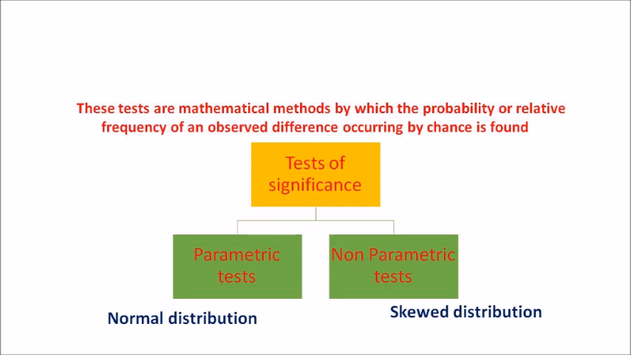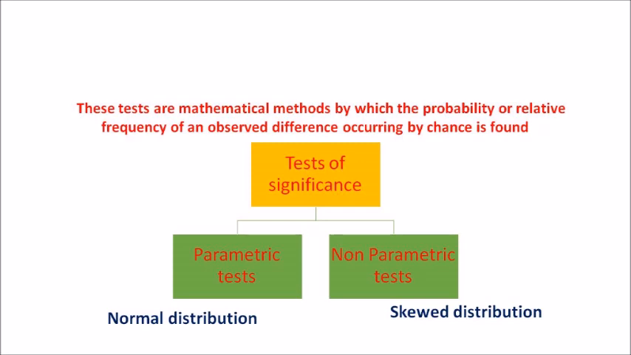Next we are moving on to the test of significance. I have already told you that through this test of significance, we are finding the p value. P value gives you the probability or relative frequency that the observed difference in our study is due to chance or not. These tests are the mathematical methods by which the probability or relative frequency of an observed difference occurring by chance is found. This will help in finding the p value.